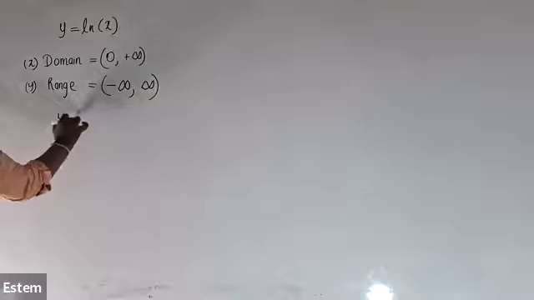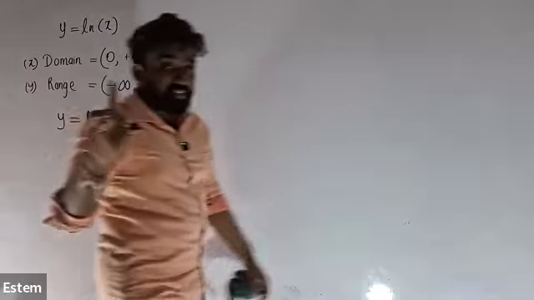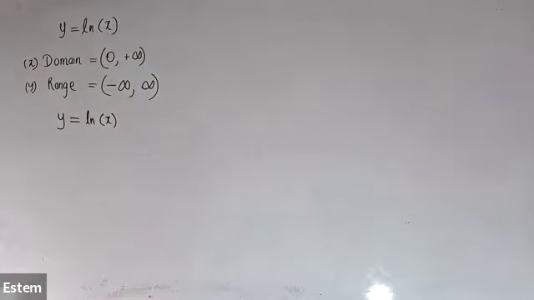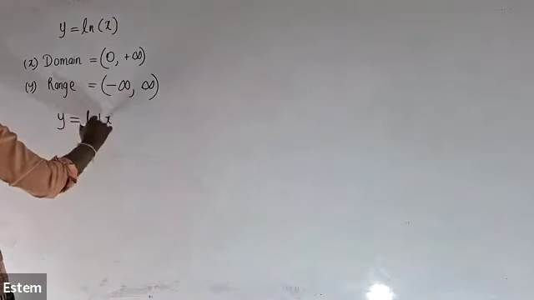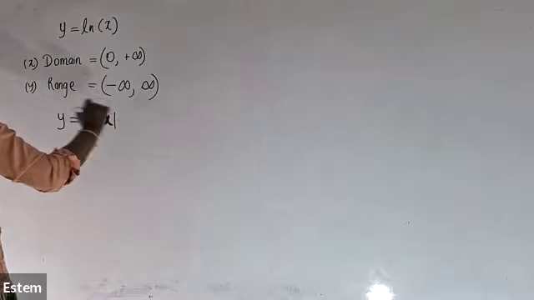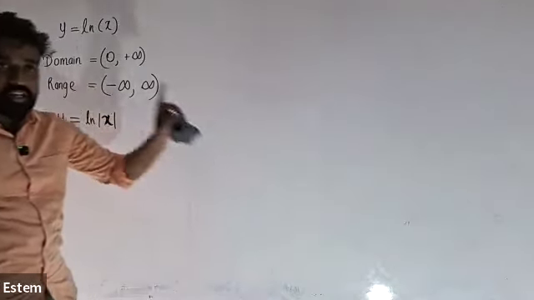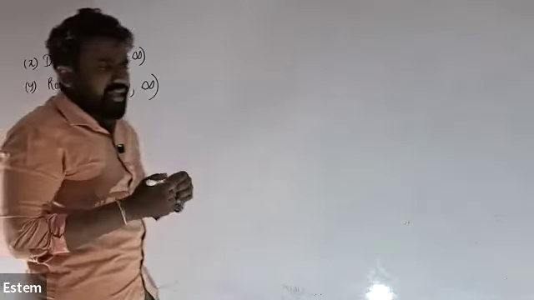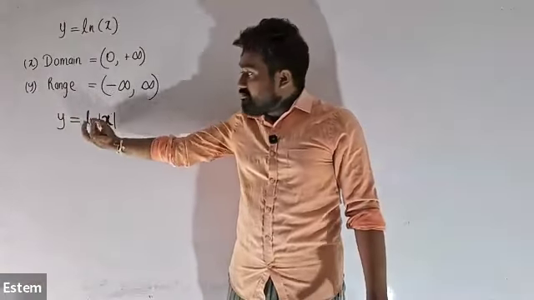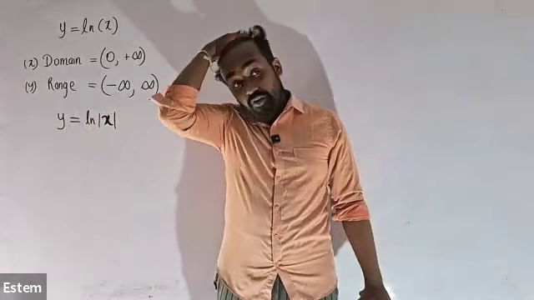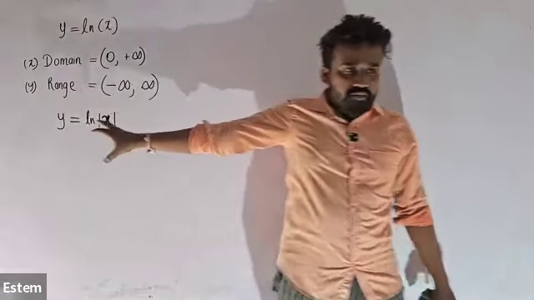Now there is y equals ln of modulus x, and there is a difference here. We take ln for the modulus of x. Modulus of x means for minus values also this function works. Because when x is minus 1, we take ln of plus 1, since the modulus of minus 1 is also plus 1. Did you get that?